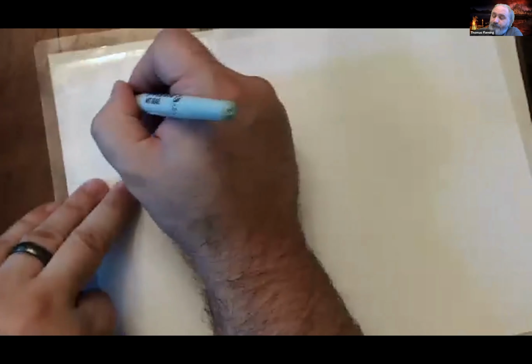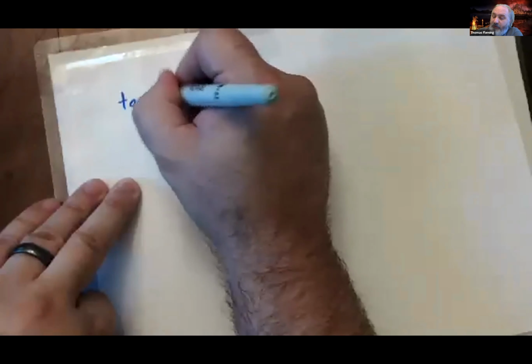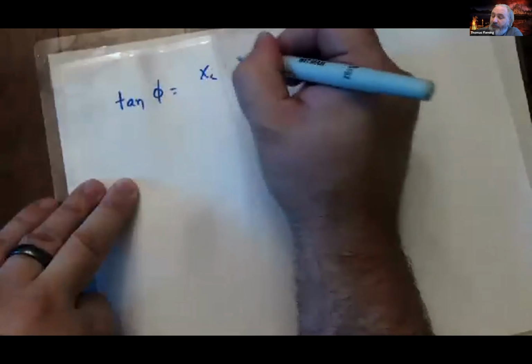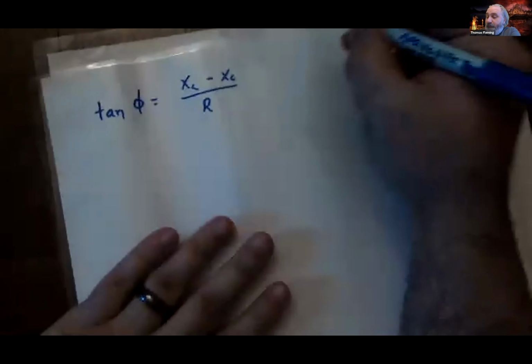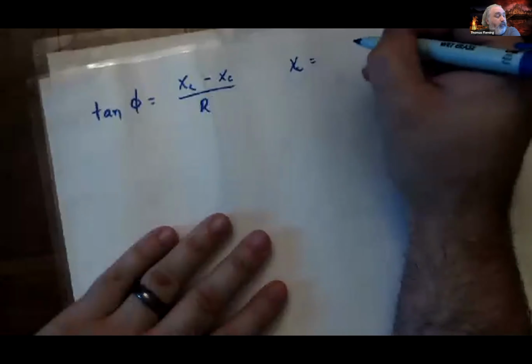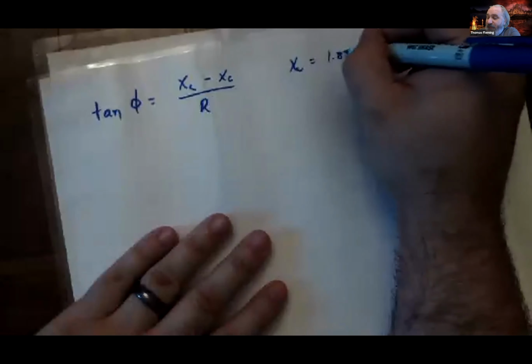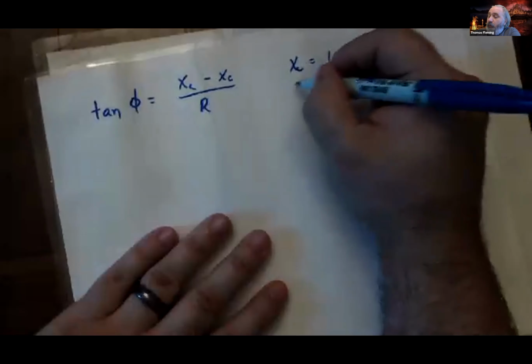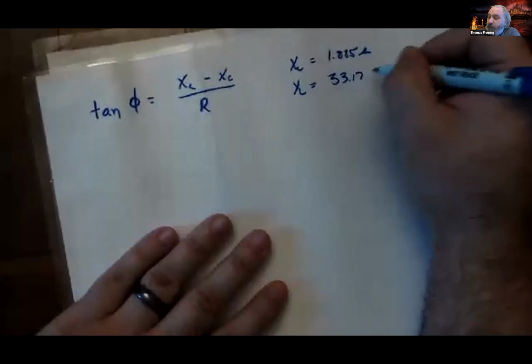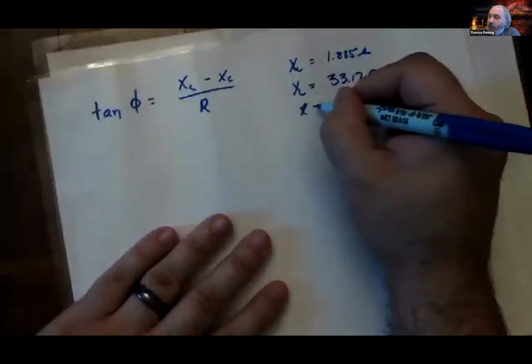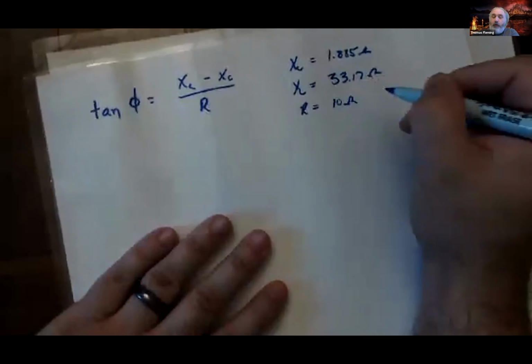So we can figure that out. We learned how to do that last time. We know that the tangent of my phase angle is going to end up equaling XL minus XC over R. And for this specific example, if you recall, XL was very small. It was only 1.885 ohms, whereas XC was quite large, 33.17 ohms. And the R was somewhere in between at 10 ohms.